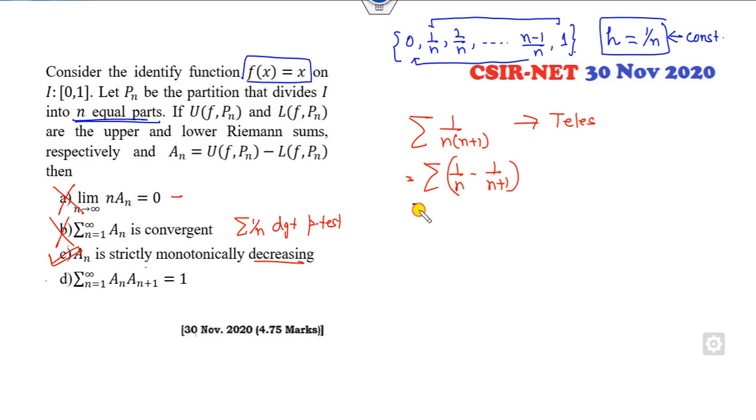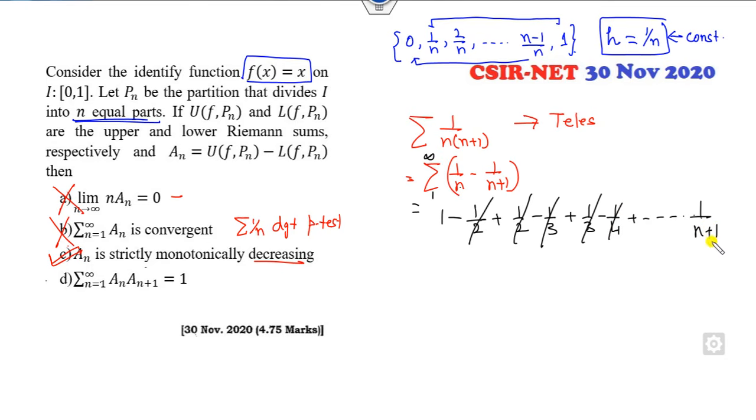Fine. Now if I start from 1 to infinity, so what is that? It's a 1, 1 over 2, then 1 over 2, 1 over 3, 1 over 3, 1 over 4 and so on. So clearly this will be cancelled, and the last term is, when n approaches infinity, you can see the last term will be n plus 1. So take limit n approaches infinity, 1 minus 0, 1 is the right answer. So the correct answers are C and D.